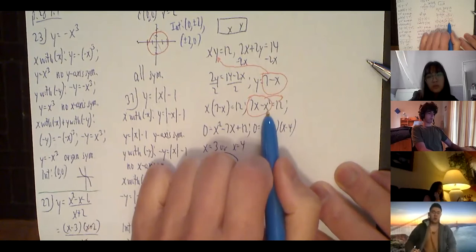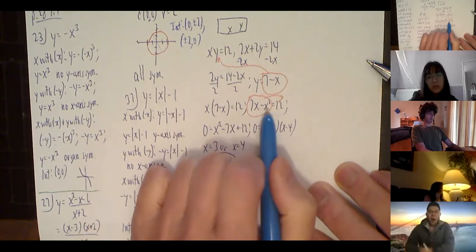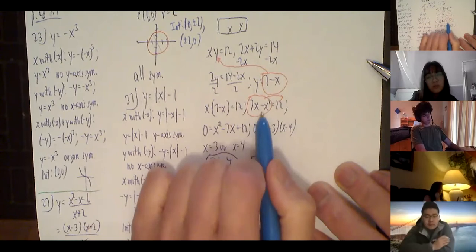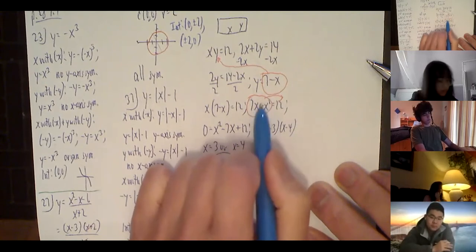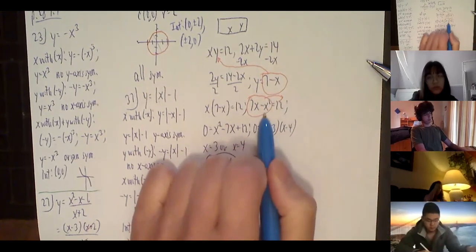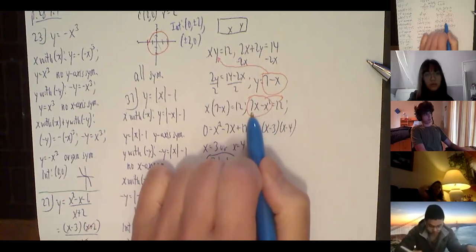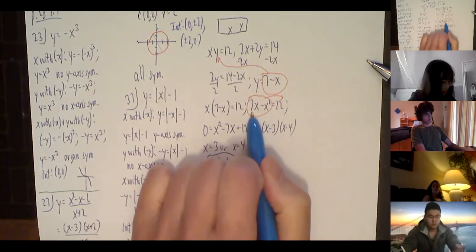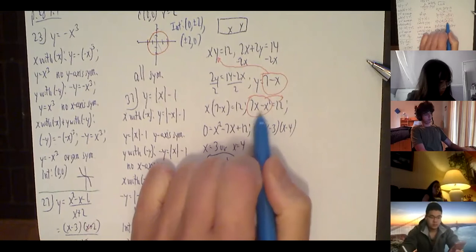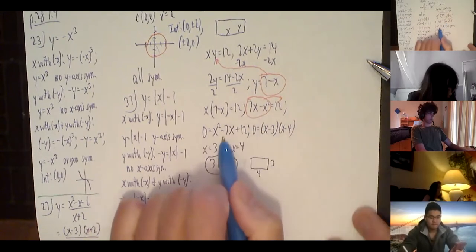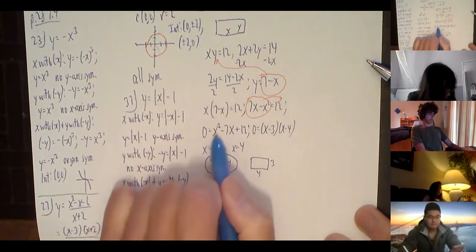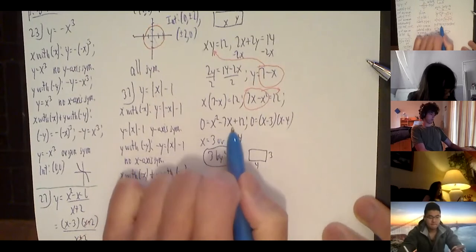This is a quadratic equation, which means I'll put everything on one side and 0 on the other. So I'm going to toss all of this to the right-hand side, which means I'm going to add x squared and subtract 7x. So it's going to look like this: 0 equals x squared minus 7x plus 12.